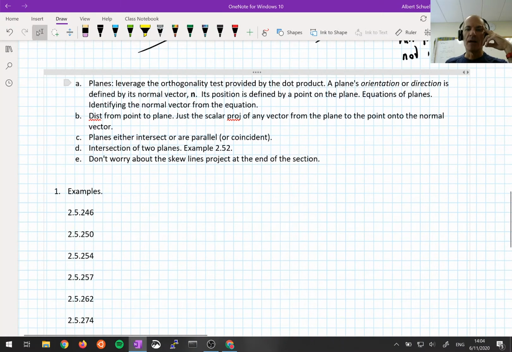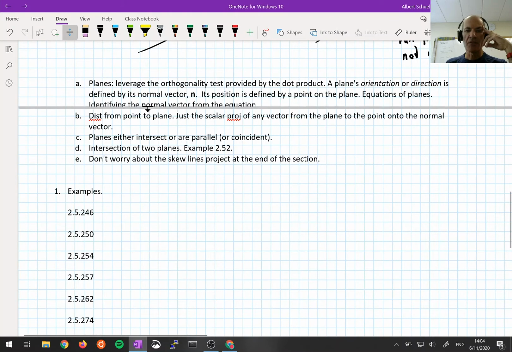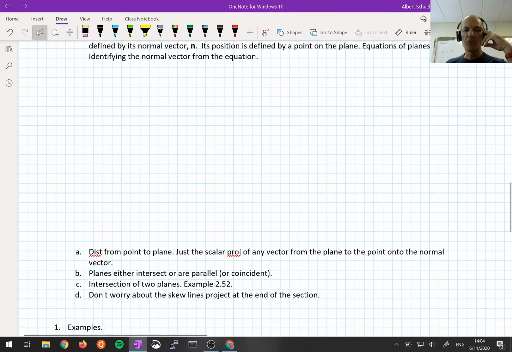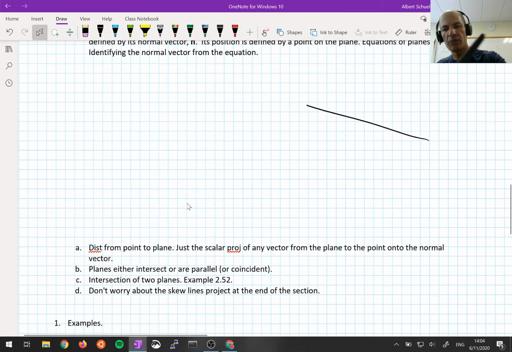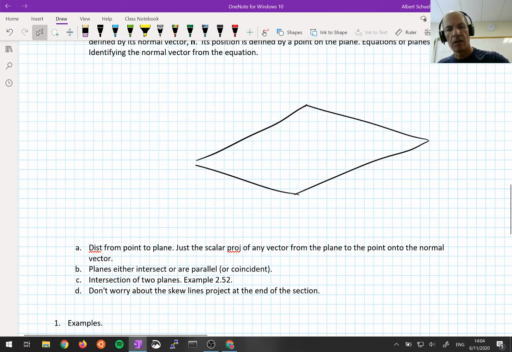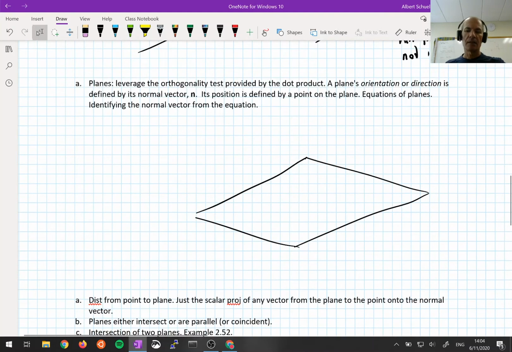So planes are, of course, just flat sheets in 3-dimensional space. And we can use the dot product to define these things. So let's take a flat sheet in 3-dimensional space. Let's say we specify a direction, call it N, and this is perpendicular to the sheet. And then let's say we also want to fix the position of the plane by specifying a point on the plane P.